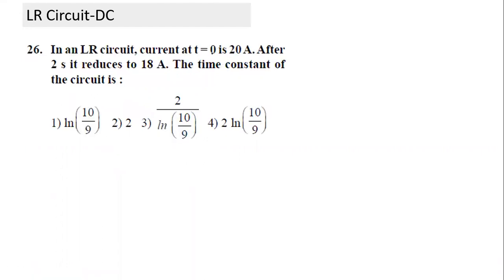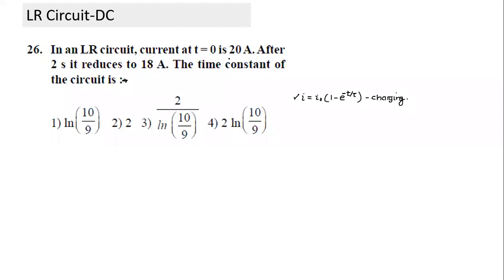In an LR circuit, the current at t equal to 0 is 20 amperes. After 2 seconds, it reduces to 18 amps. What is the time constant of the circuit? Compared to the previous question, this question has a slight difference. In the previous question I used the equation I is equal to I naught times 1 minus e raised to the power minus t by tau, the equation for charging. Shreya, can you spot the difference? Kaushik? Yes, sir, this is discharging.